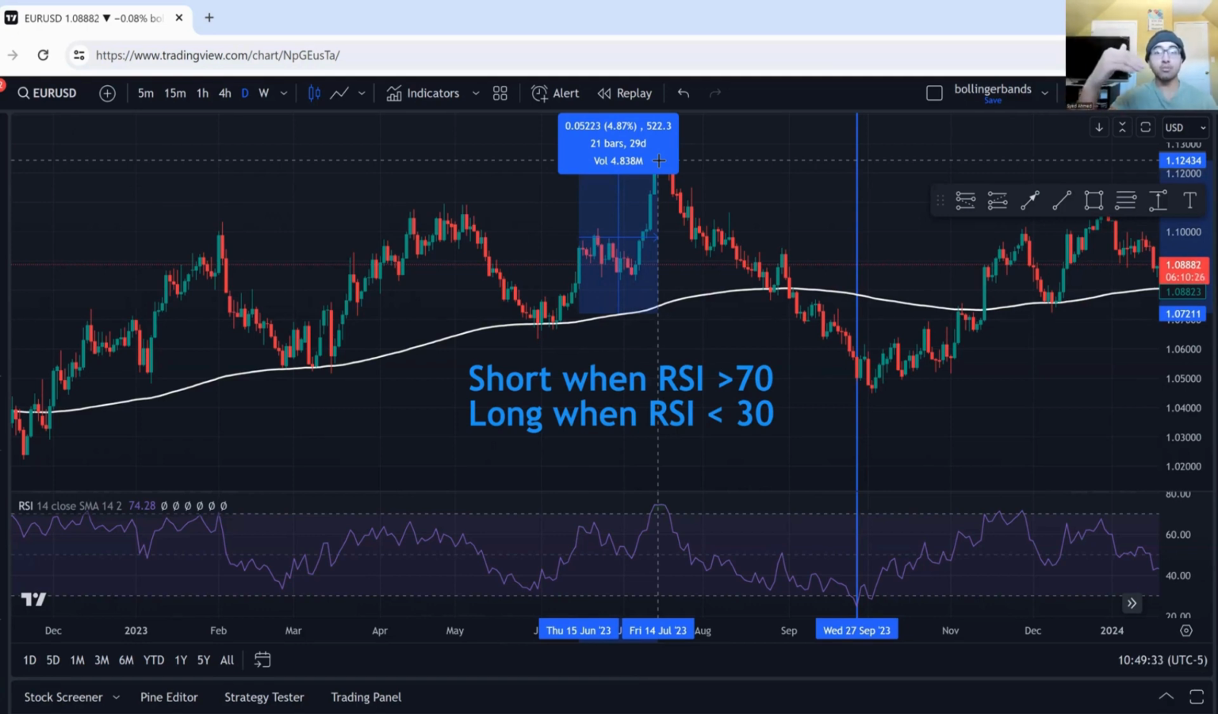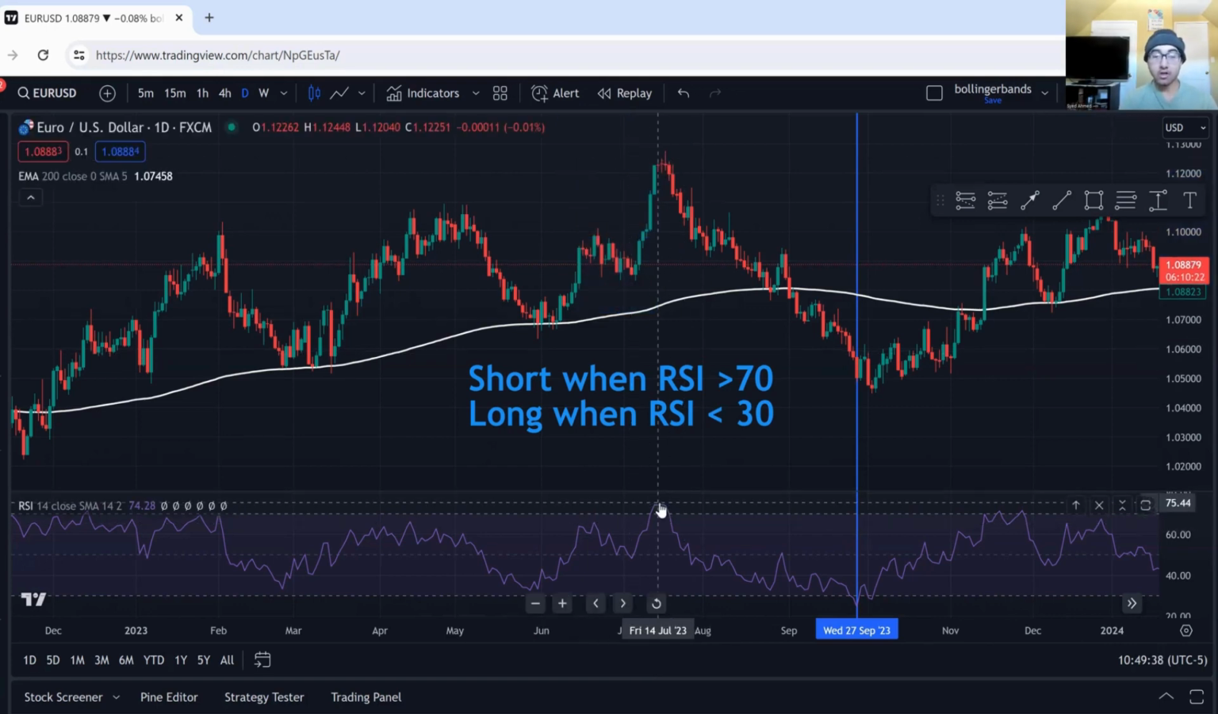At one point, we're going to pull back. At one point, we're going to go lower. So when we're above 70 on the RSI, that means we're overbought. There's too much buying pressure. The market can't sustain it anymore.